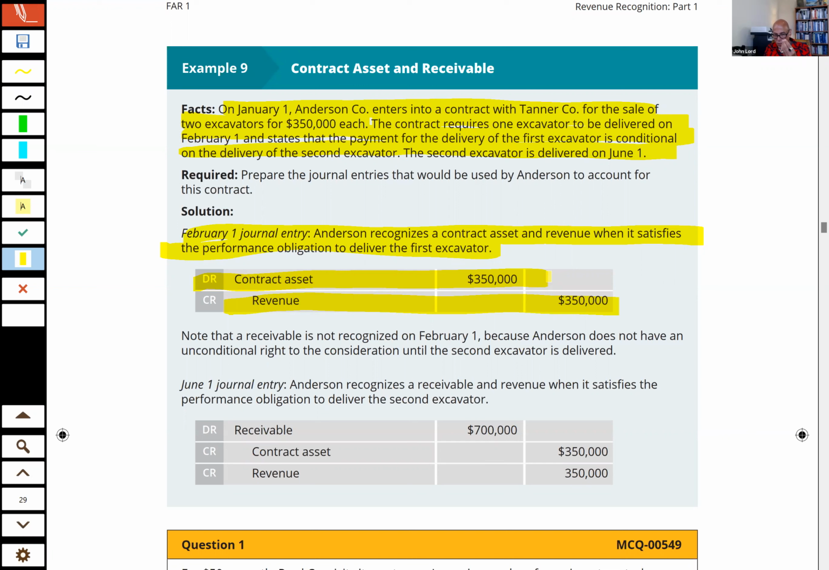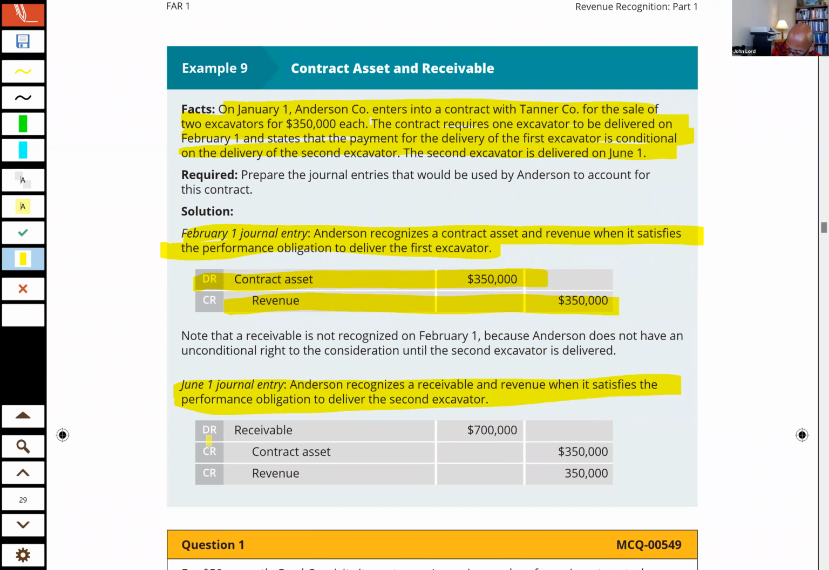Here, we haven't received anything yet because it's predicated on what? On us delivering that second excavator, but we can take the revenue because we performed on the first one, right? Okay, then what? Then we go to June 1st, okay, and on June 1st, what happens?